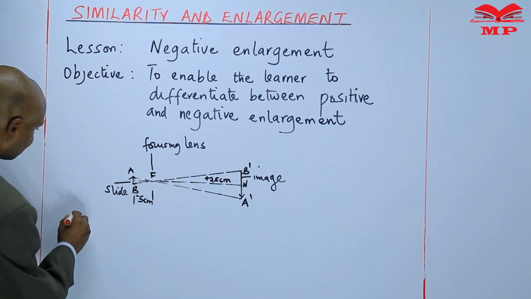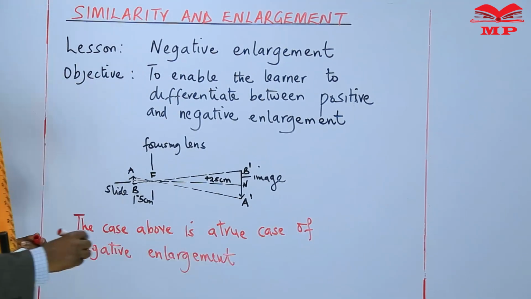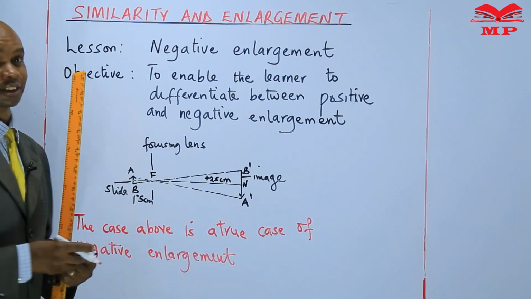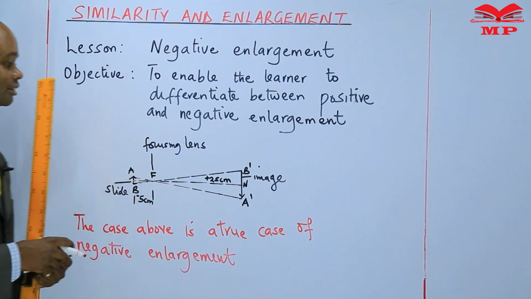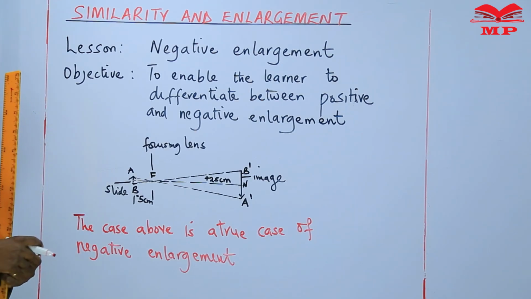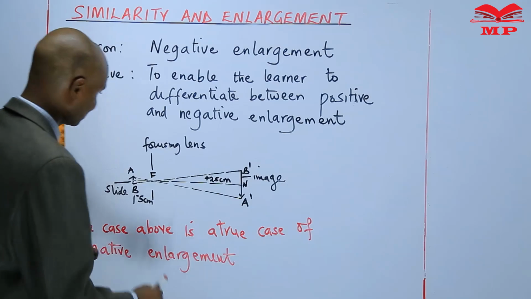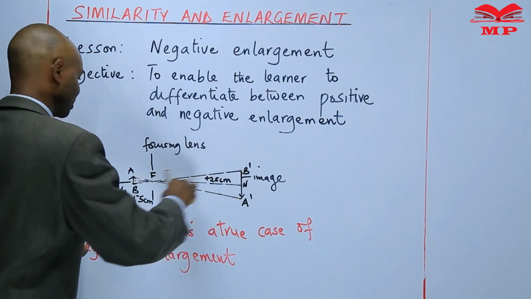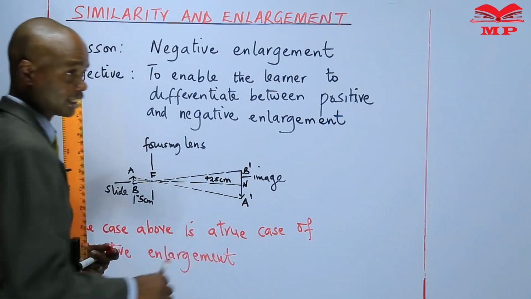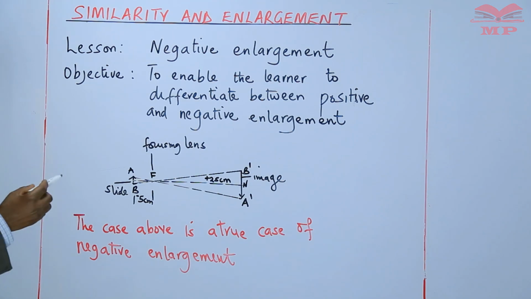In the case above, there is also another thing we've noticed. The image is upside down. It is inverted. Once this ray from B goes, B is there, A is down. The image is inverted. So those are some of the striking properties we get.